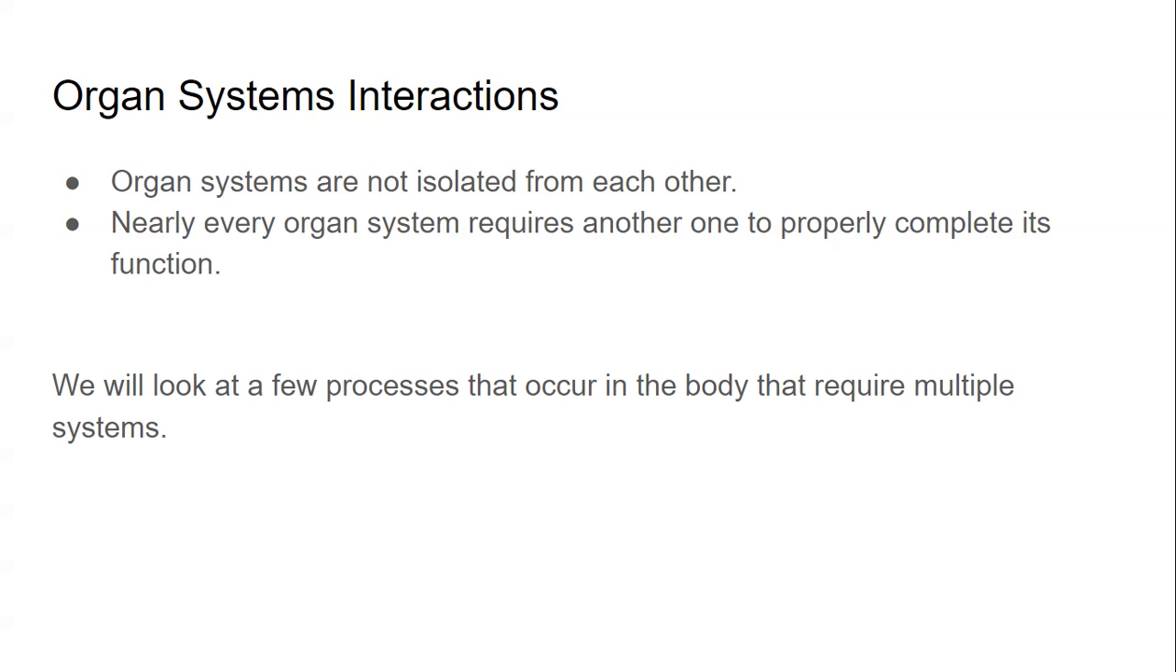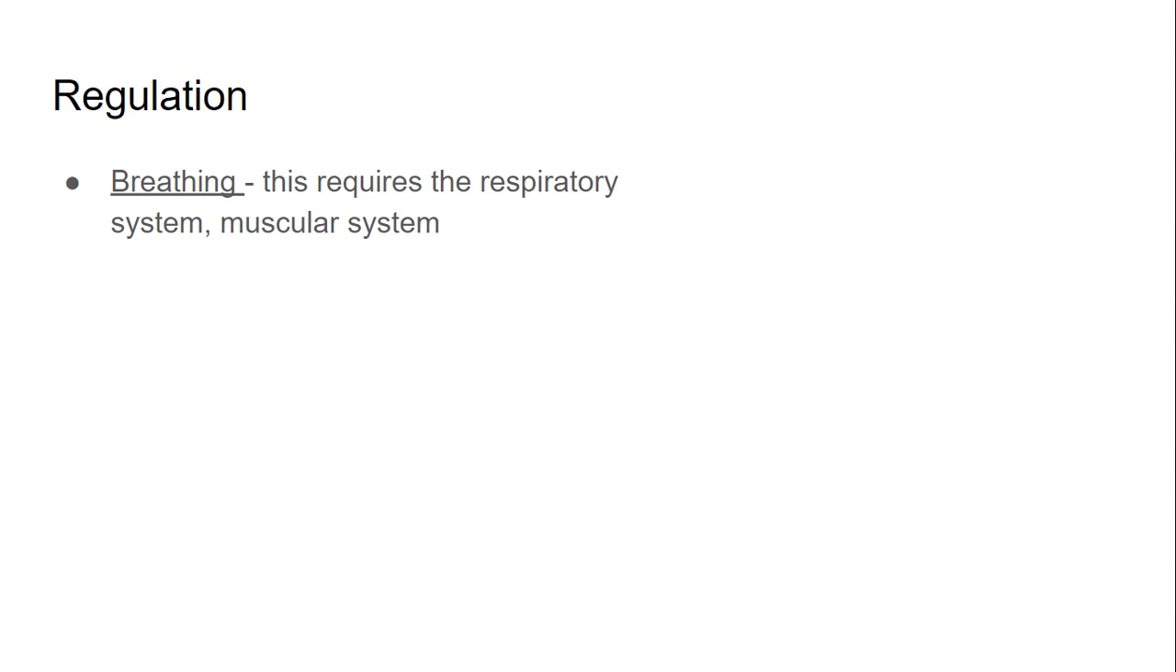So we're going to look at a few of these processes that occur in the body that require multiple systems, and then you'll have a chance to practice and see if you can figure out what body systems are involved in certain body processes. So we're going to start with some regulation. So, for example, breathing. We know that breathing requires the respiratory system and the muscular system.